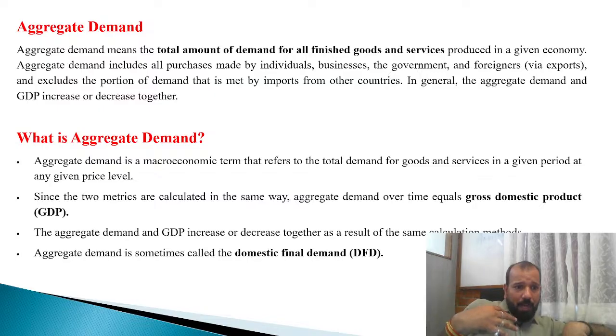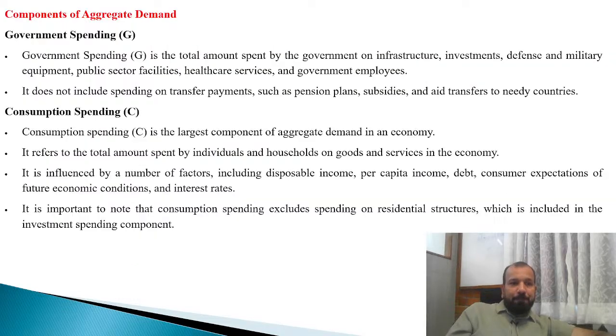So aggregate demand is a macroeconomic term that refers to total demand for goods and services in a given period at any given price level. Since the two metrics are calculated in the same way, aggregate demand over time equals GDP. Aggregate demand and GDP increase or decrease together as the result of the same calculation method. The way we calculate GDP is the same way we calculate aggregate demand. Aggregate demand is sometimes called domestic final demand, that is DFD.